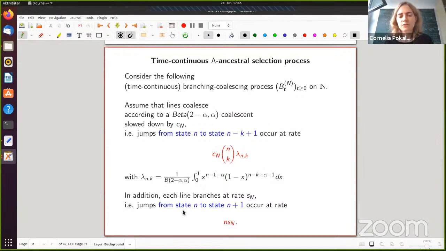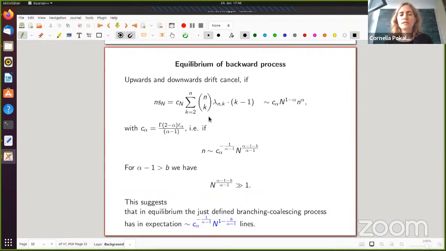And then, in addition, we assume that each line branches at rate Sn. That is, we have a rate to jump from state n to state n plus 1 at rate n times Sn. The theorem from Möller suggests that this process should be very close to our Cannings ancestral selection process. And for this process, it's easier to guess the equilibrium of this backward process, because we just have the rates, and we can calculate when the upwards and the downwards drift cancel. We have here the upwards drift, and here the downwards drift.